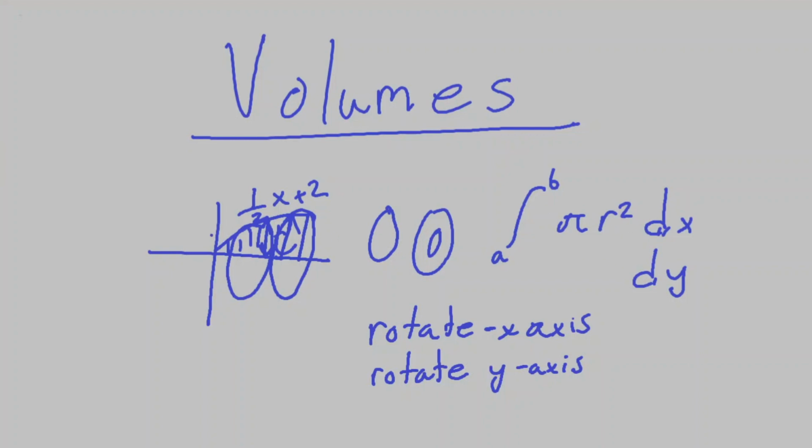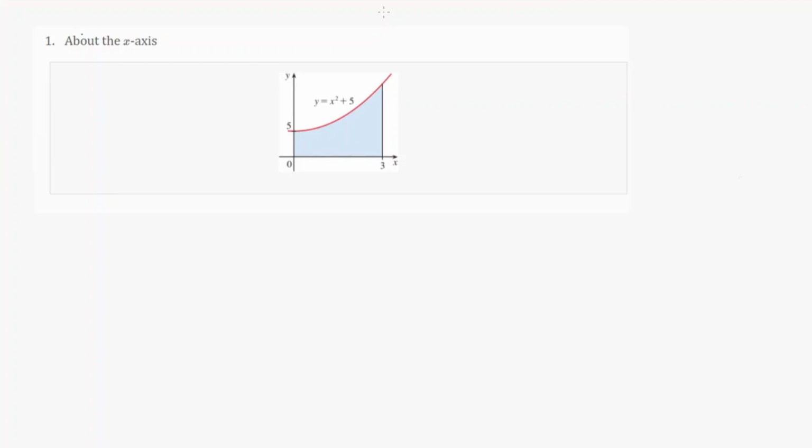Now if we were rotating about the y-axis, we would put dy into there, and we would put this 1/2 x plus 2 in terms of y, and then we'd integrate it for y. So let's start off with number 1 first.